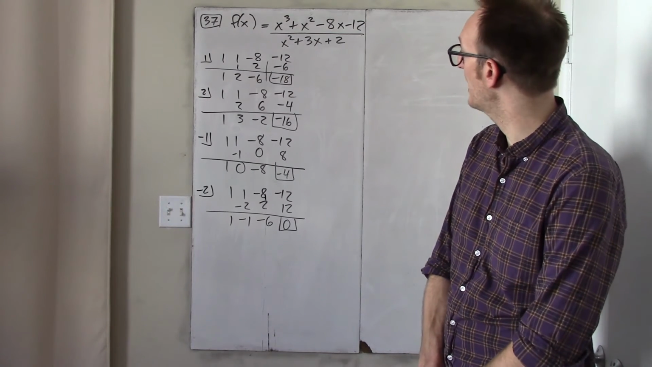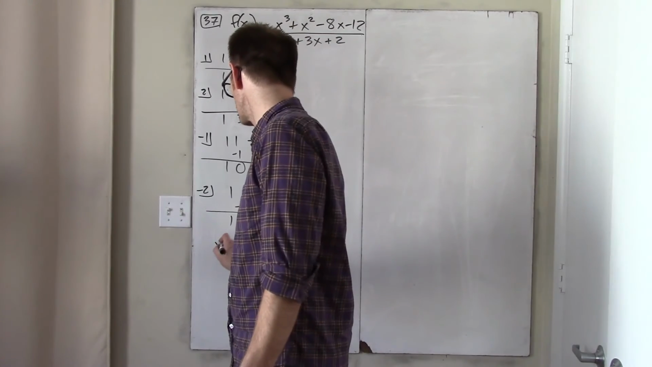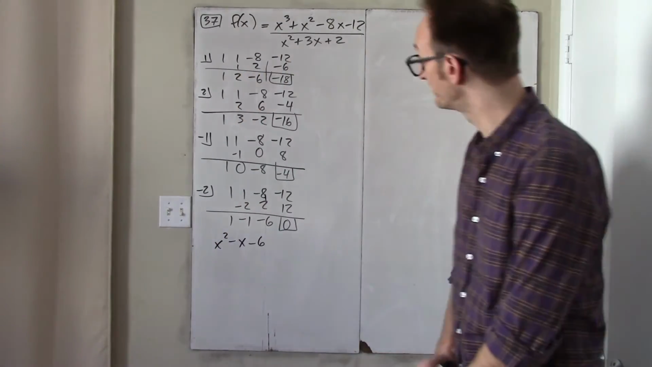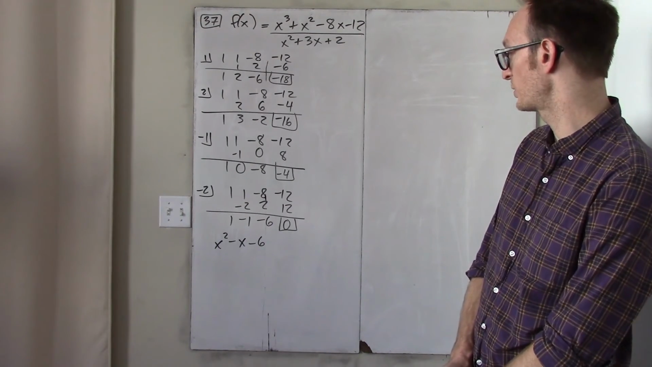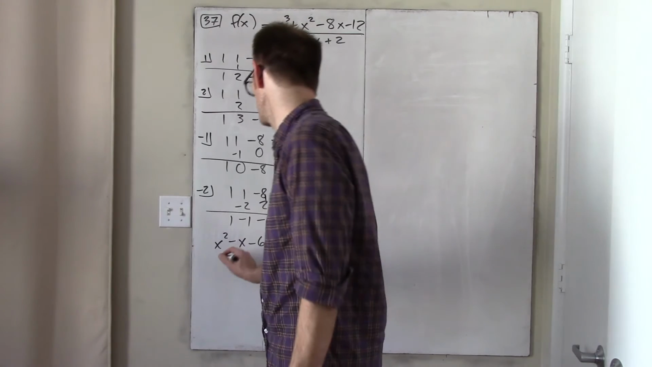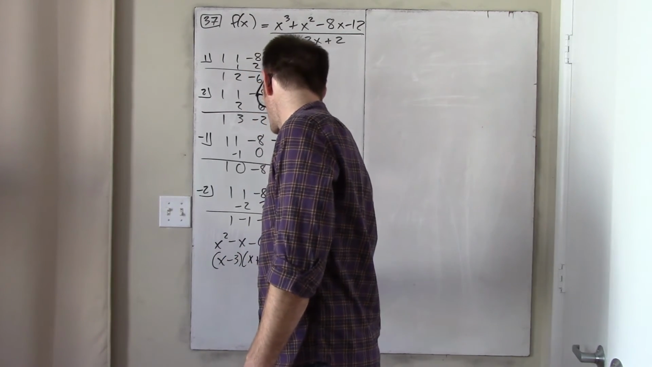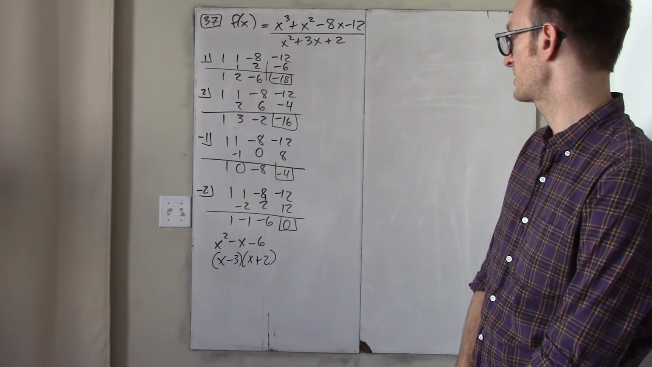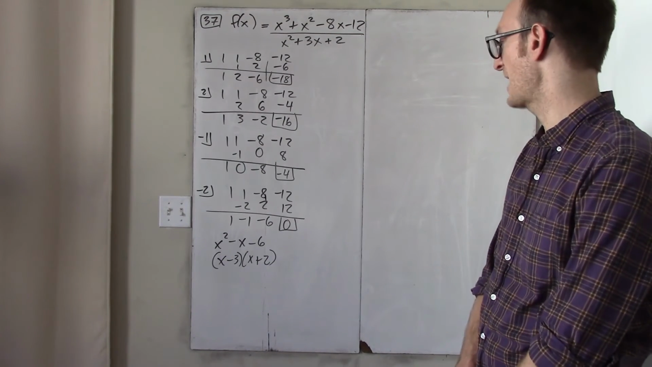Could I have seen this coming? Well, I don't know. Okay, let's keep going. So that's x squared minus x minus 6, which factors into x minus 3, x plus 2. So, let me just double check all that. X cubed plus 2x, yeah, okay.